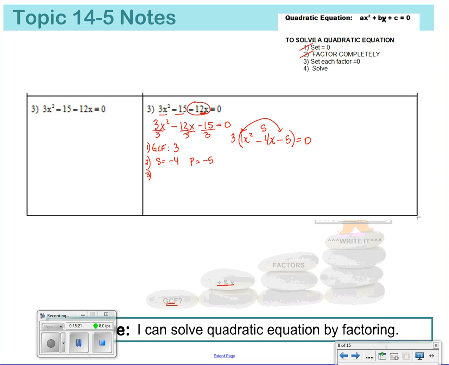Then third step of factoring, we find those factors. What two numbers multiply to give you -5 but add to give you -4? Those two numbers are going to be -5 and 1. If I multiply them, I get -5. I add them, I get -4.